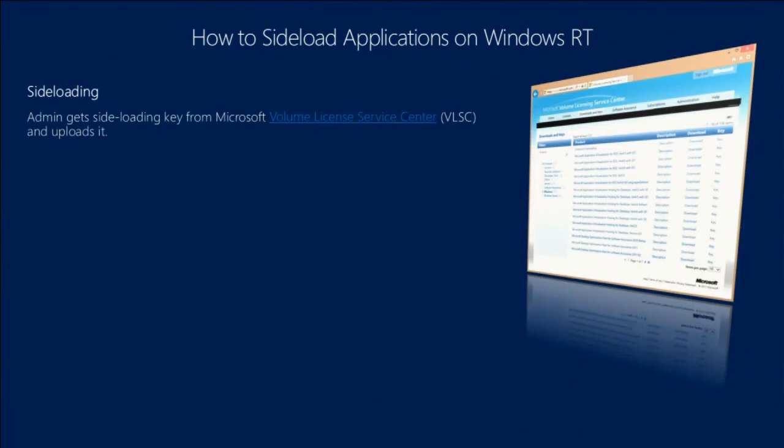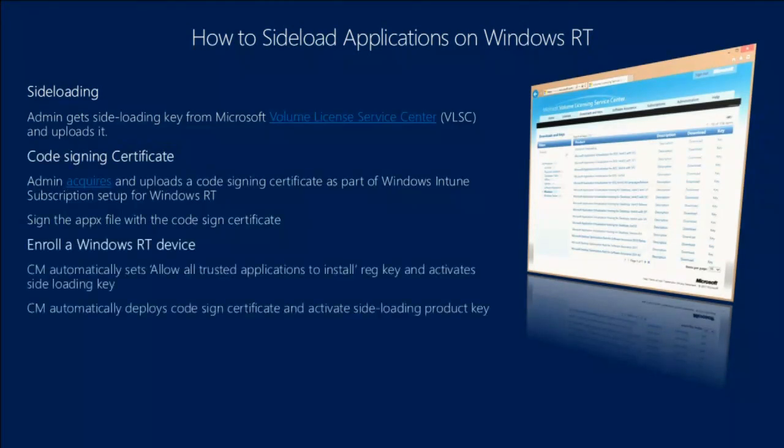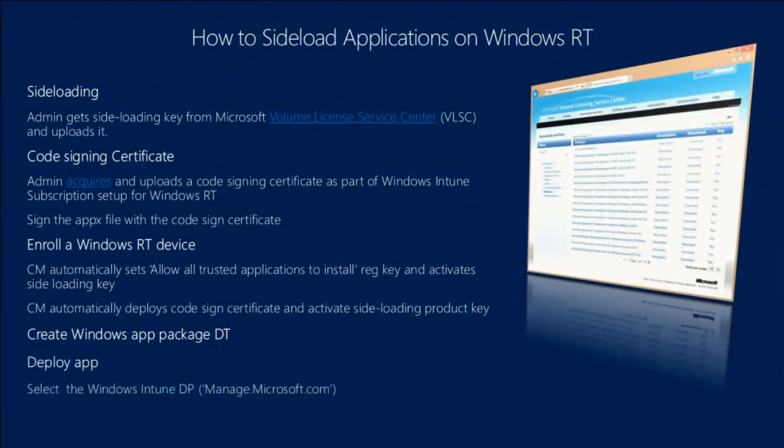So there are a few things that you have to remember for side-loading applications on RT. I'm just going to, in the interest of time, speed up here because you saw very similar steps that Mark showed for Windows 8. Since RT is also a Windows platform, the steps are pretty much similar there, except for the side-loading key stuff, where you have to purchase side-loading keys, or you have to get access to side-loading keys through Volume Licensing Center. You have to deploy the code signing certificate, and that can be done through Configuration Manager as well, very easily done. And then you have to enroll the Windows RT device for management.